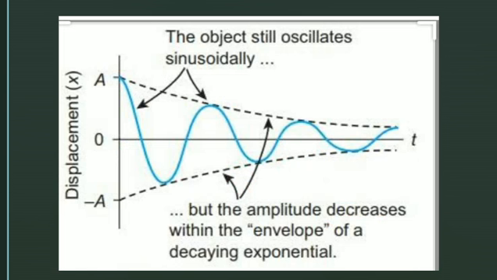In the same one, the object still oscillates sinusoidally. See this displacement, but the amplitude decreases within the envelope of a decreasing sequence. So which one is this? Damped oscillation. With respect to time, the amplitude of the signal decreases and becomes zero. Okay students, right?